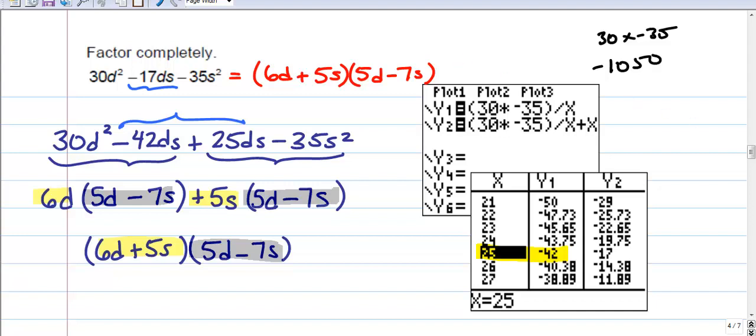All right, I've just got one more. The last concept that I want to talk about is just understanding how function notation relates to points on a graph.